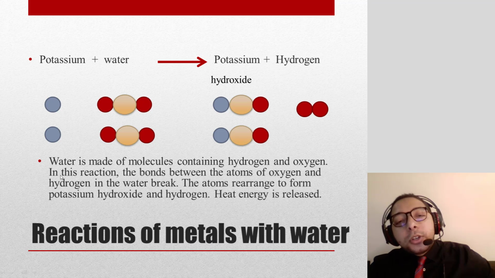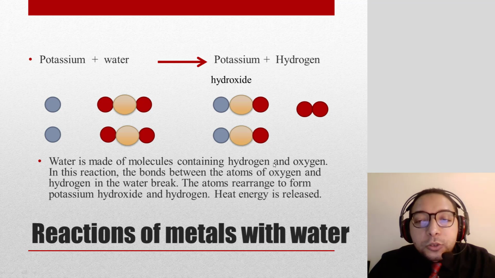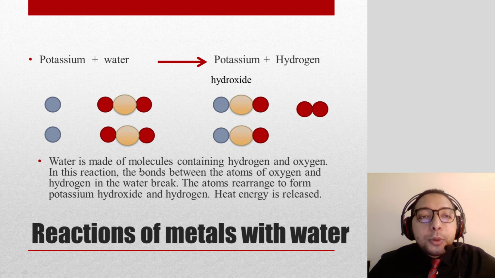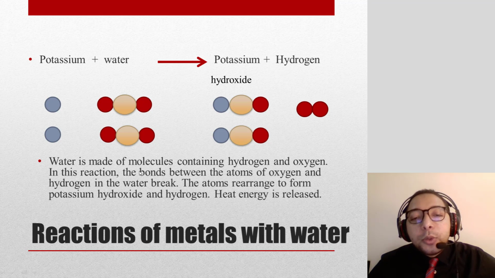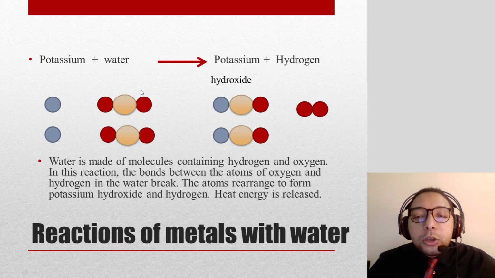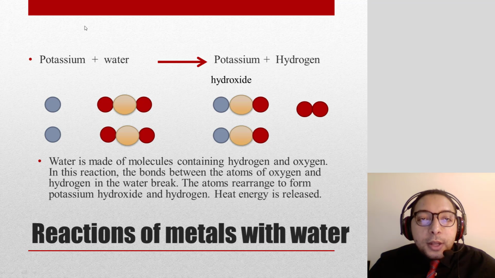So water is a molecule which consists of hydrogen and oxygen. In this reaction, the bonds are formed between the potassium and the oxygen along with hydrogen from the water, and 1 hydrogen atom from each water molecule was taken out to make a hydrogen molecule. So that's a reaction between the metal and the water. And as we have said, these are the reactants and these are the products.